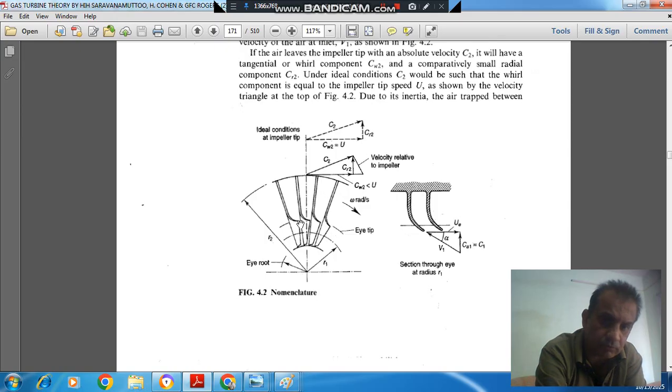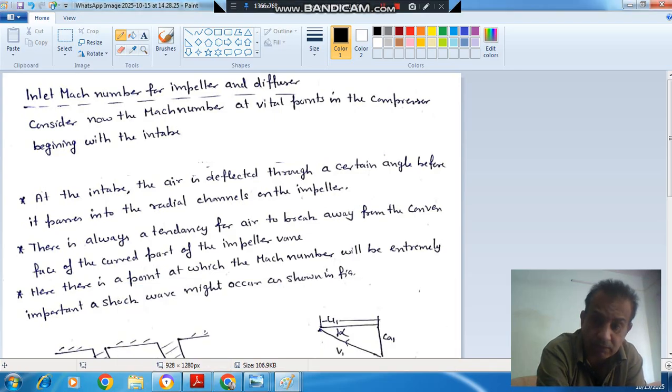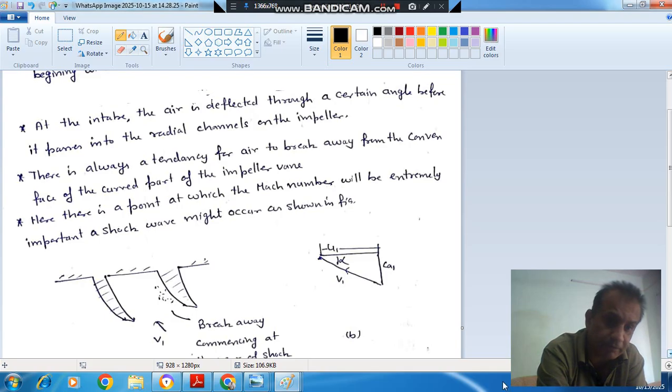So this is your I tip and this is your I root, and here if we draw the velocity diagram, this will be your U tip, and this velocity is constant. This is your actual velocity entering like this, and the relative velocity will be maximum at this part. At this part the flow changes its direction. When the flow changes its direction and there is a high Mach number, there is a tendency for the flow to break like this.